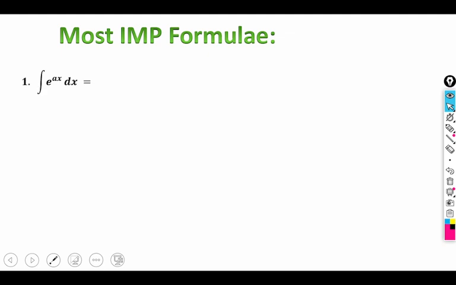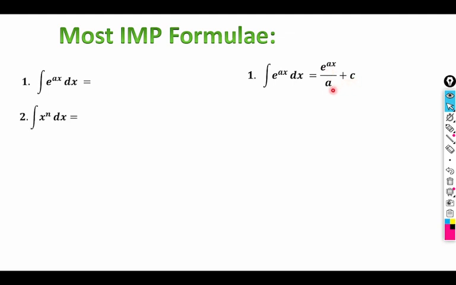So the first formula that we require is integral of e raised to ax dx. Integral of the exponential function, and the answer is e raised to ax upon a plus c. Second formula is integral of x raised to n dx. And obviously, the integration of an algebraic function is x raised to n plus 1 upon n plus 1 plus c, where c is the constant of integration.